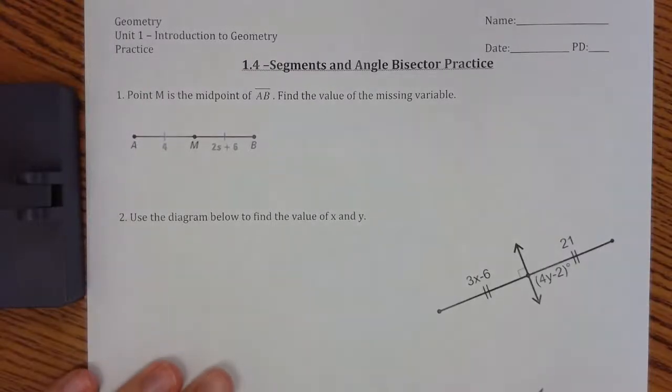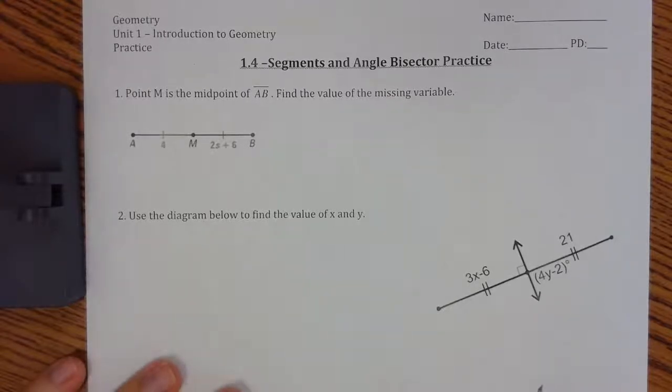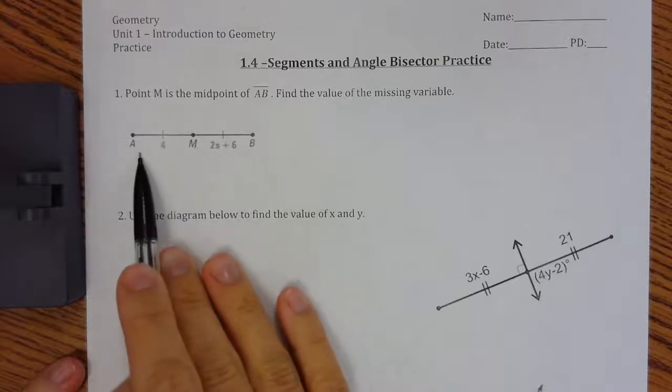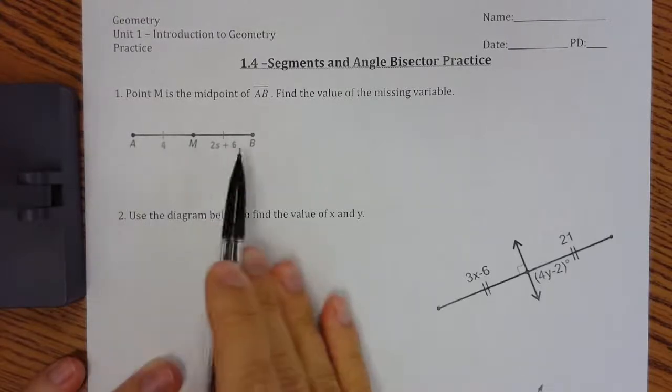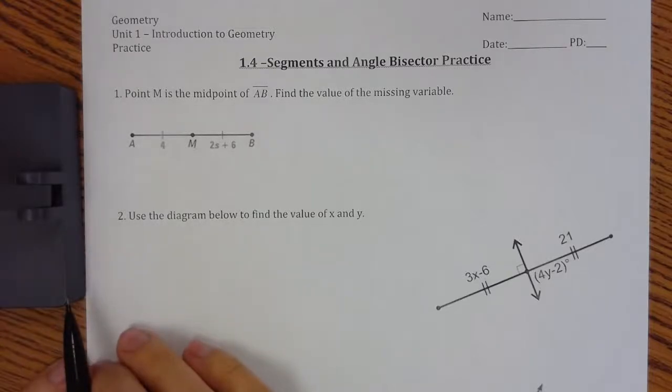Okay, we are on the 1.4 practice, so segments and angle bisector practice. Let's go ahead and tackle number 1. It says point M is the midpoint of AB. So M is basically halfway between A and B. So it says find the value of the missing variable.